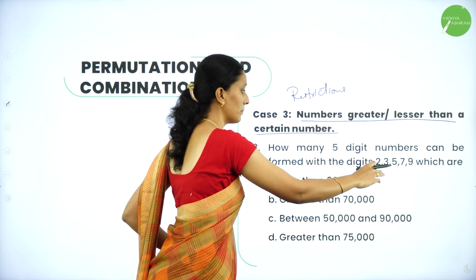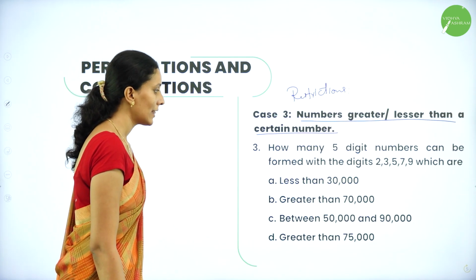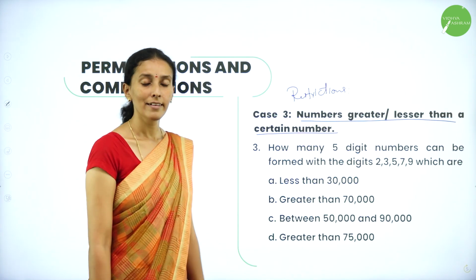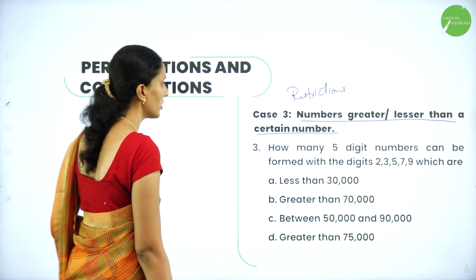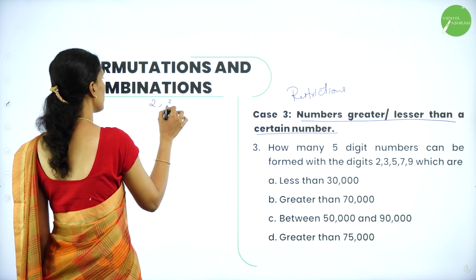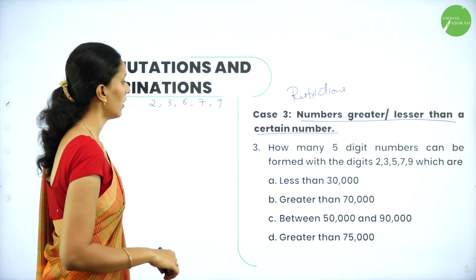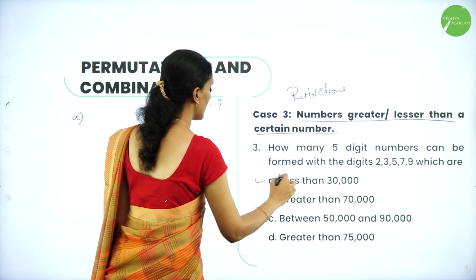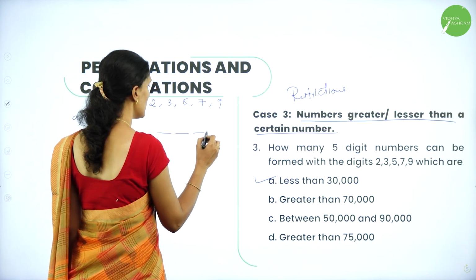How many 5-digit numbers can be formed with the digits 2, 3, 5, 7, 9, which are less than 30,000, greater than 70,000, between 50,000 and 90,000, greater than 75,000. Let me take them one by one. So 5-digit numbers we are supposed to form. We have 2, 3, 5, 7, 9. Now, let me take the first question: less than 30,000. I am taking 5-digit numbers.